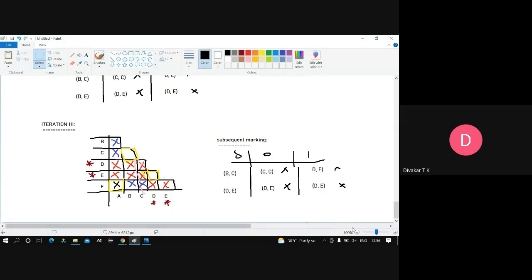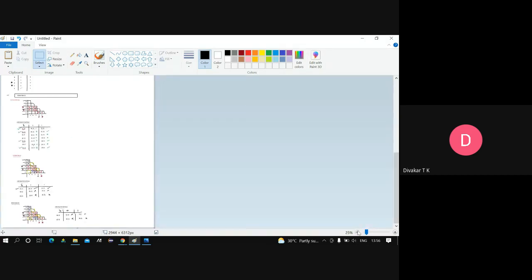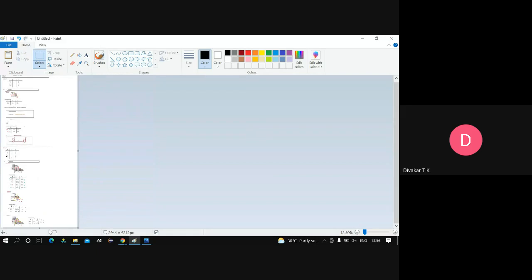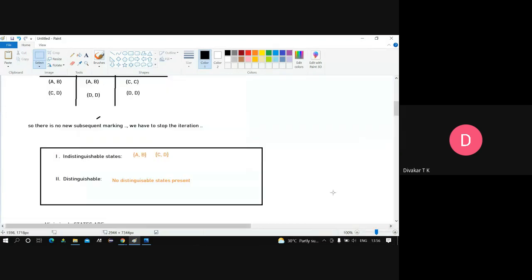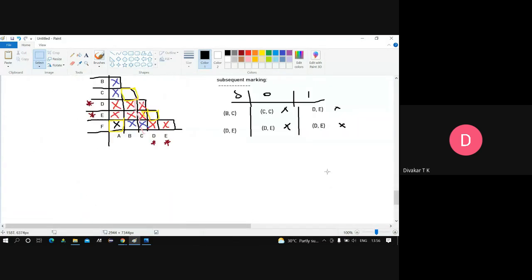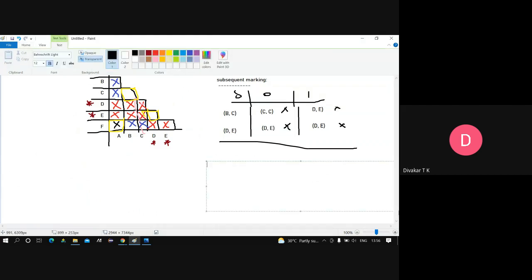So lastly, there is no more new subsequent marking. So that's why you have to stop it. See, there are no more new markings here in this step. So that's why you have to stop the iteration, because there is no more new subsequent marking. Okay.